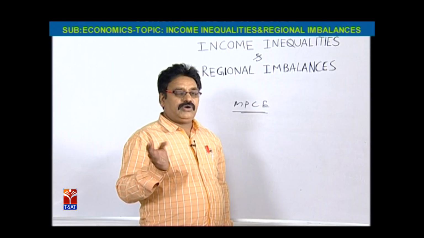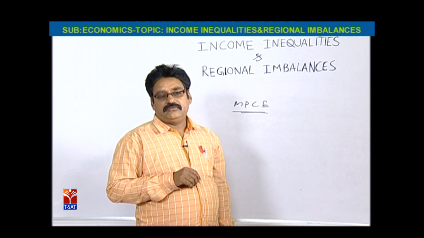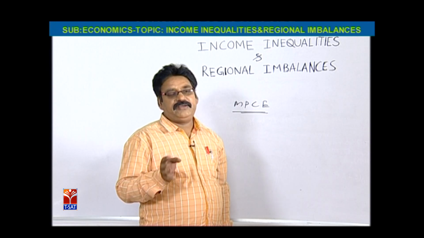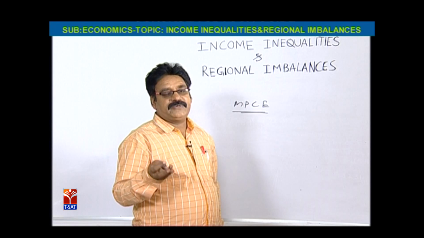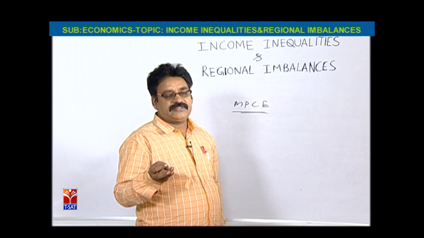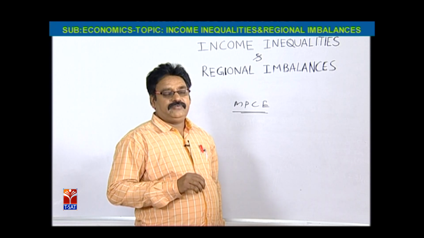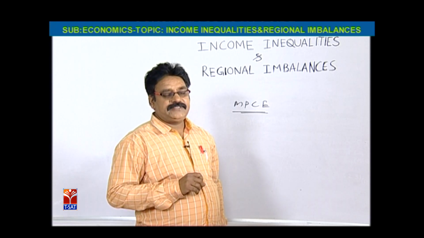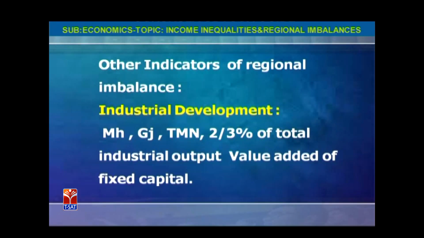In this HDI, the same elements taken in the UNDP HDI are used: literacy rates, life expectancy and per capita income levels. With the help of these 3 indicators we calculate the rank, and with that rank some states are in the top 5 and some at the bottom. Not only these 3 indicators, but we also have other indicators to find out the regional imbalances.